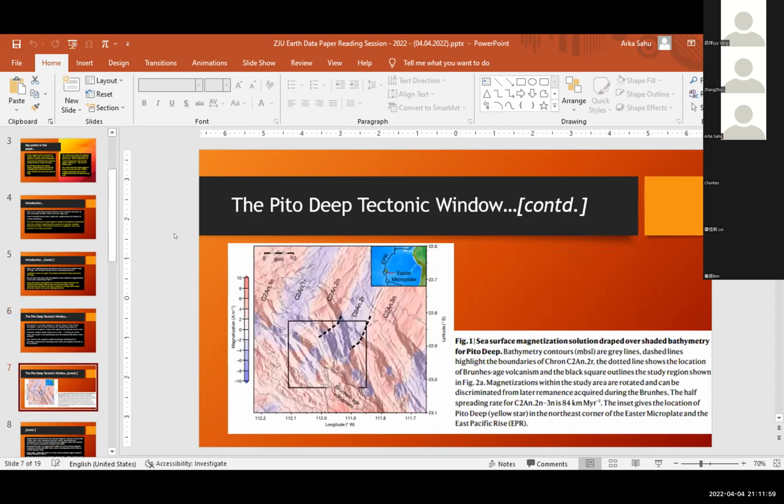Here is an idea of the area that they studied. The red areas are marked as normal polarity, and the blue ones are reverse polarity. They drew the contours; the bathymetric contours are shown in the gray lines, and the different zones or magnetic stripes are marked, like you can see, marked as chrons C2A, C2r, and so on and so forth.